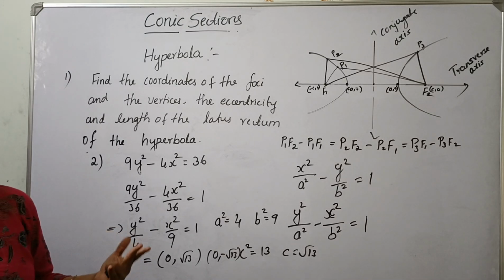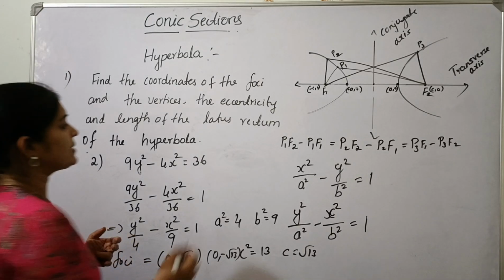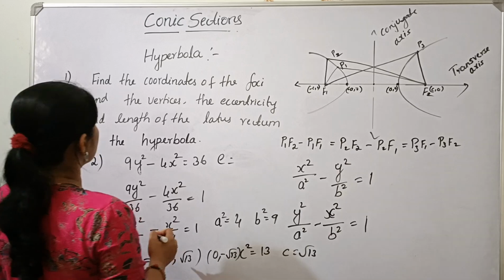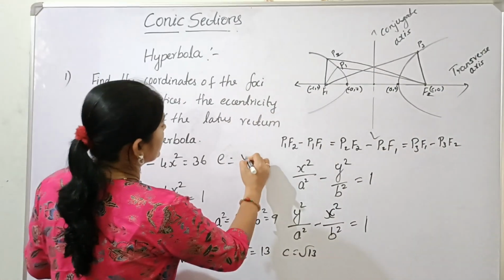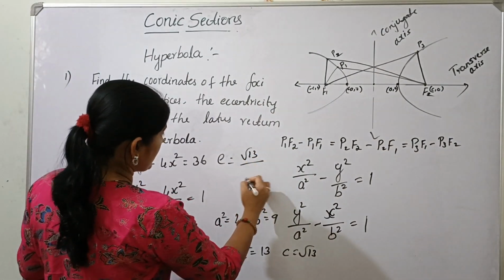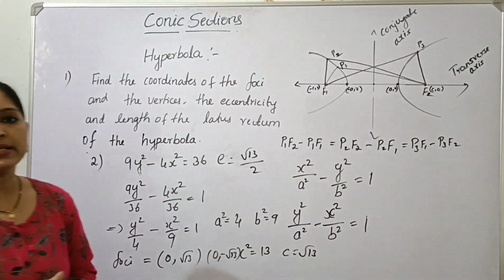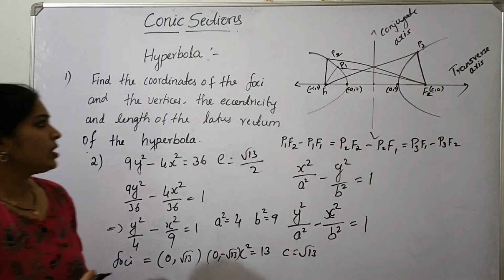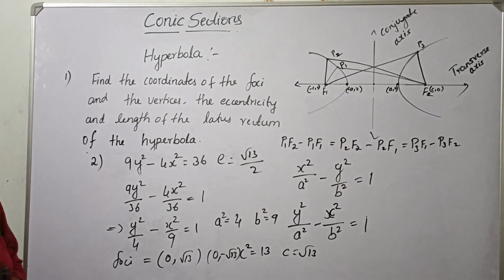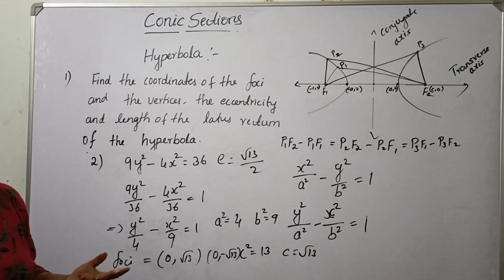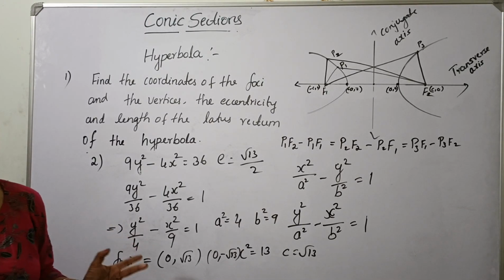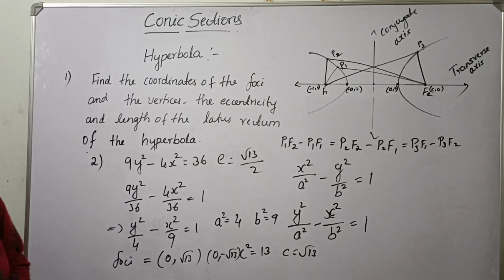Next, eccentricity, same formula, e is equal to c by a, that is root 13 divided by 2. So eccentricity is root 13 by 2. Next is latus rectum, same formula, that is 2b square by a. Substitute the a and b values.